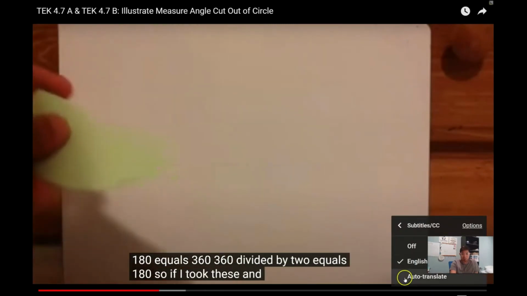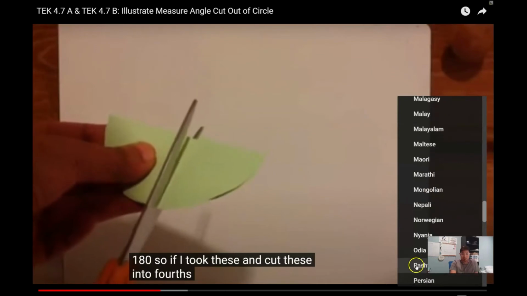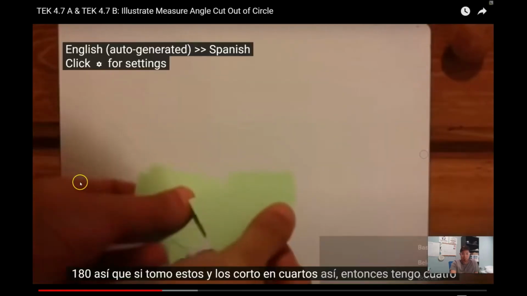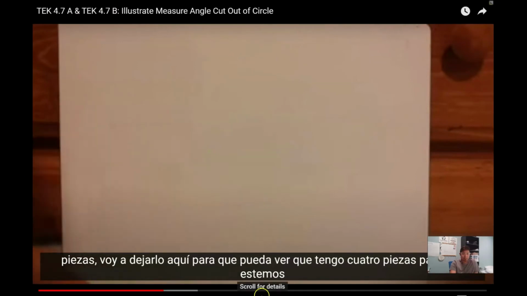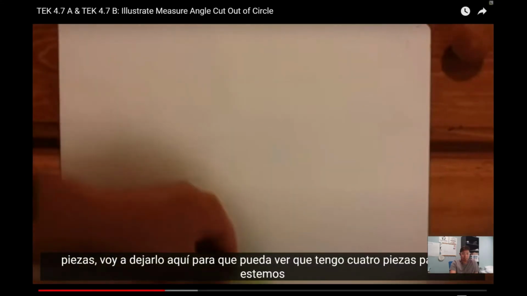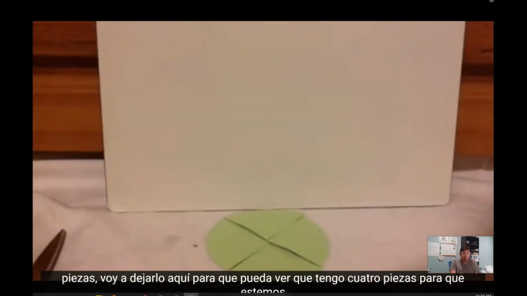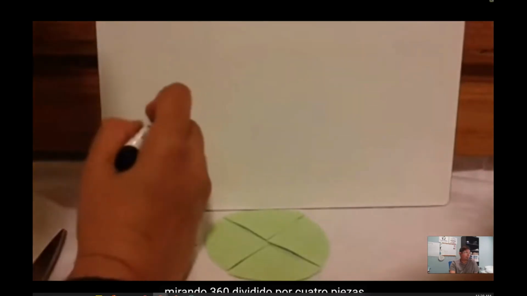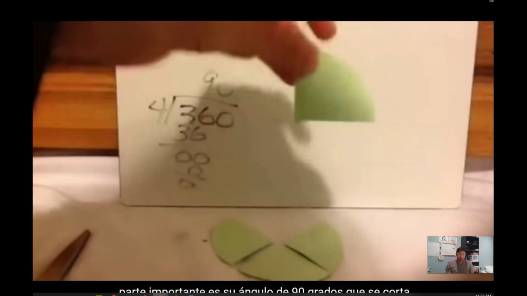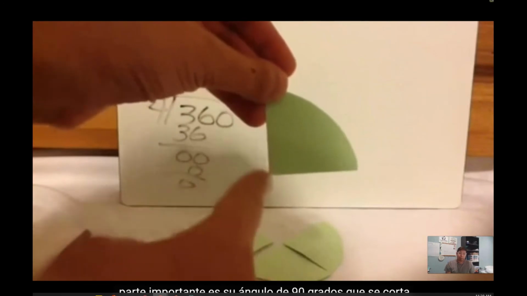So if I took these and cut them into fourths like that, then I have 4 pieces. I'm going to lay it down here so you can see. I have 4 pieces, so we're looking at 360 divided by 4 pieces equals 90 degrees each. And if you look very carefully, this is the most important part: there's your 90-degree angle that's cut out from the circle.